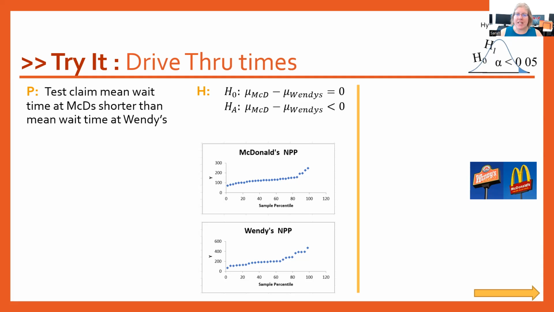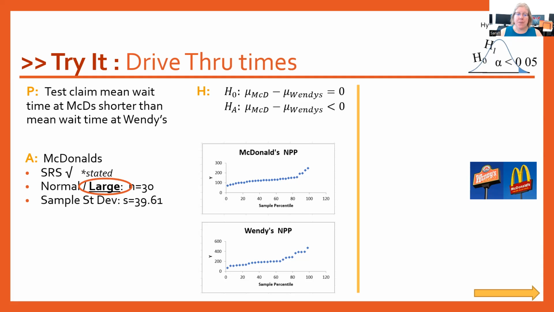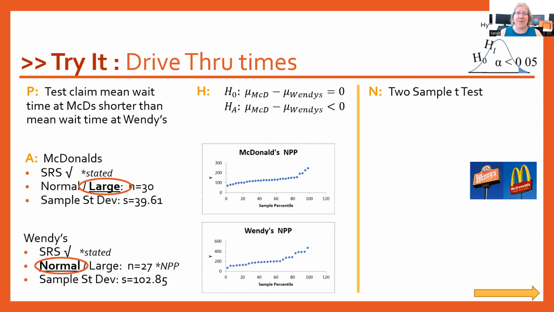Our assumptions and conditions, we'll start with the McDonald's group. So we do have a random sample, and that was stated in the problem. Our sample size is n equals 30, so the central limit theorem applies here, and we'll circle the word large. And then our sample standard deviation is s equals 39.61. And then for the Wendy's group, we do have a random sample for them as well that was stated in the problem. We're not quite close enough for the central limit theorem. We're at n equals 27. So when we look at that normal probability plot, it is a little bit bumpy, but that's okay because we are so close to that large sample size of 30. And then our sample standard deviation here is 102.85.